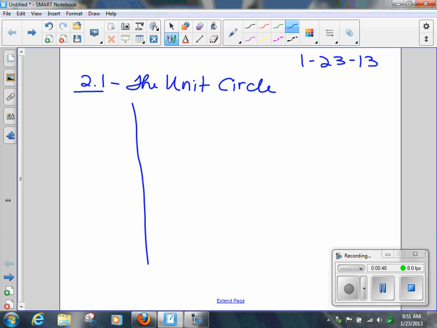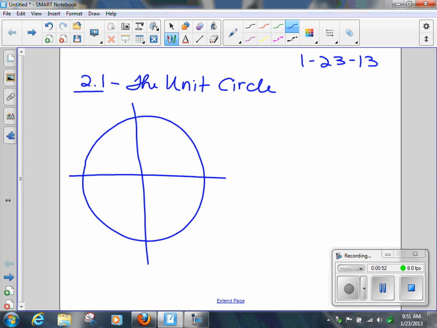So I want you to draw a big old non-shaky coordinate plane, and I want you to draw a nice circle on that coordinate plane. You will get up close and personal with this. You will have so much fun. All right, so here we go.